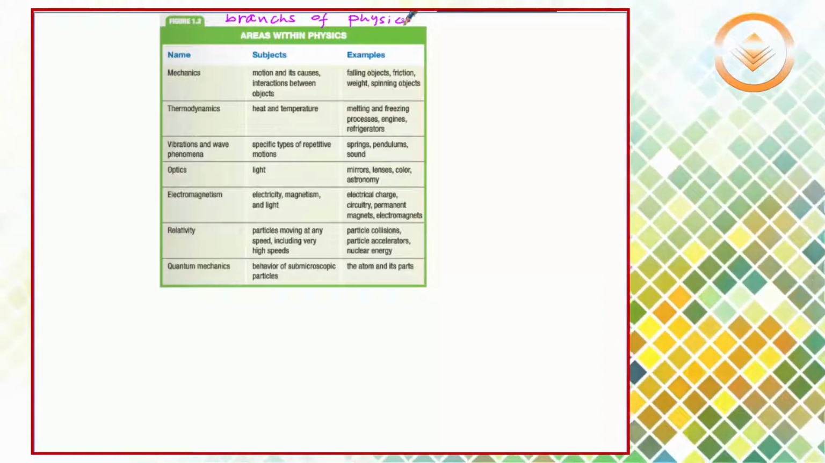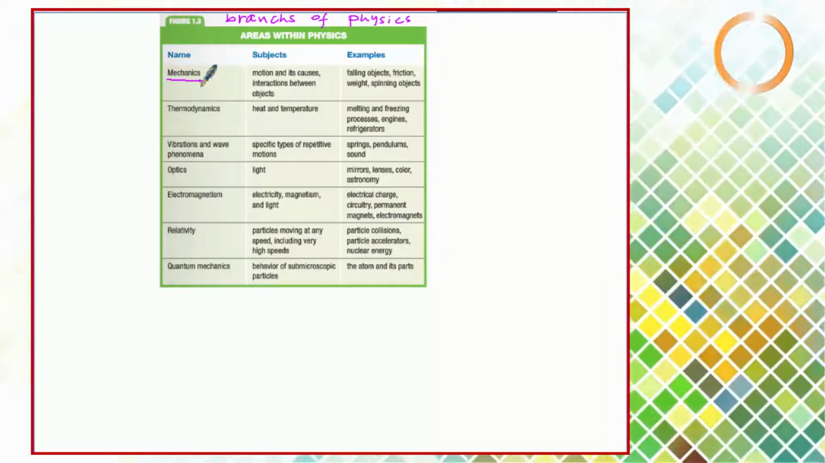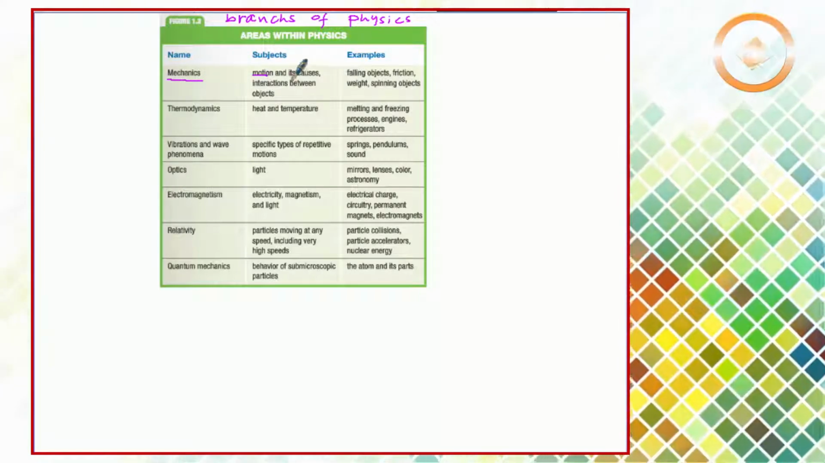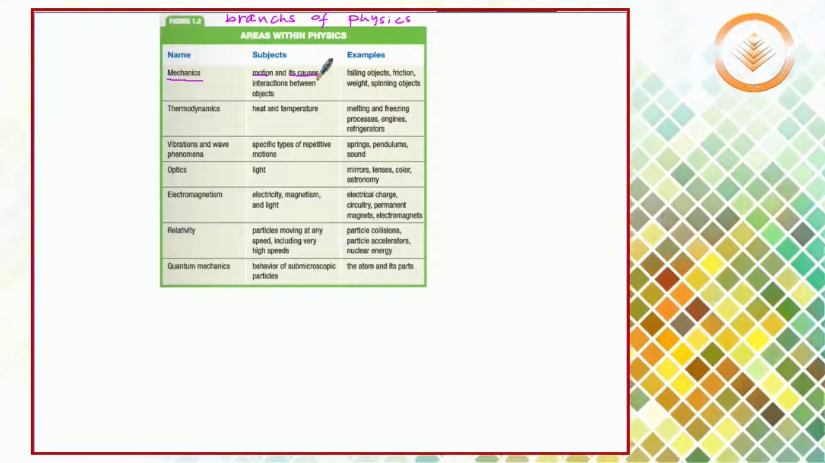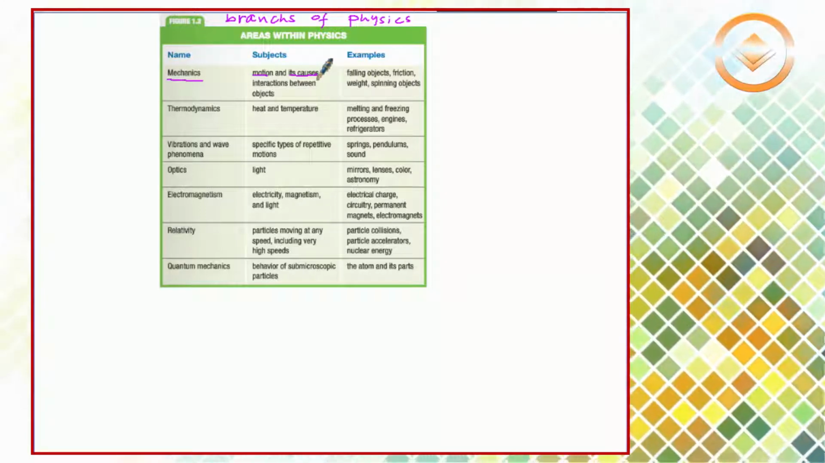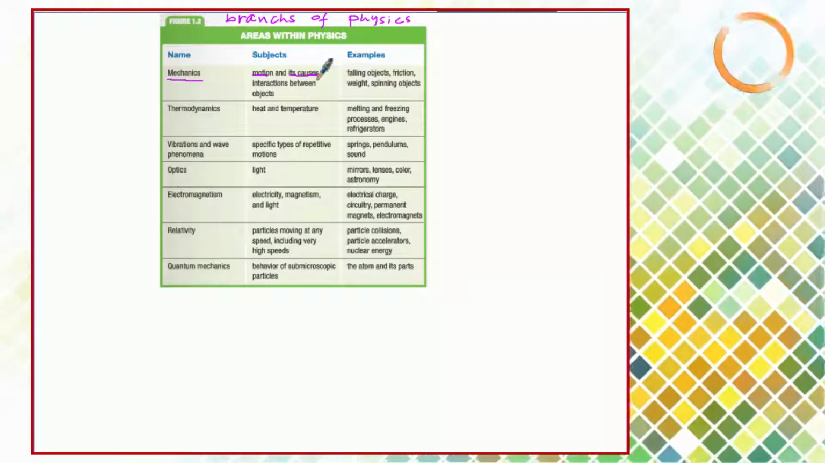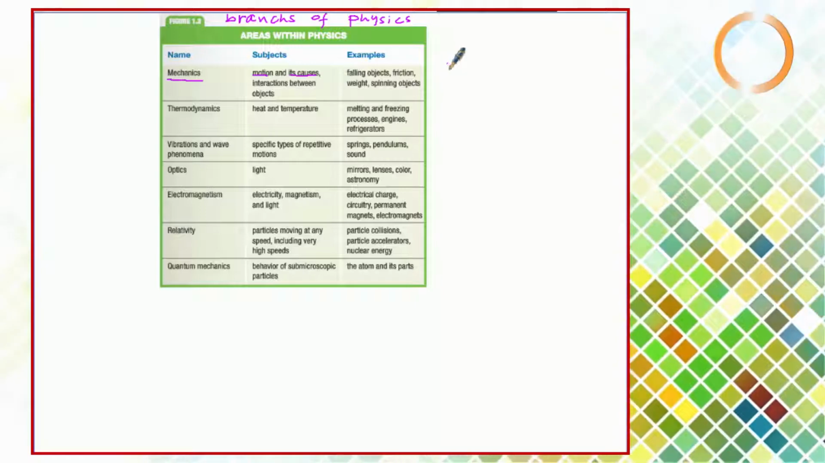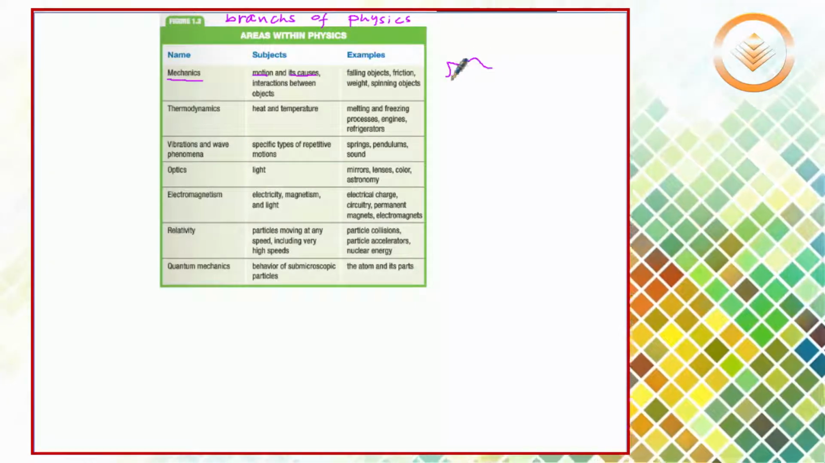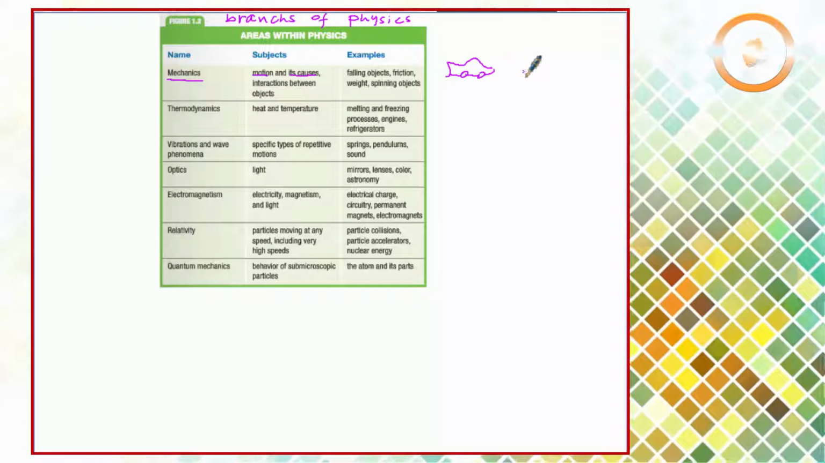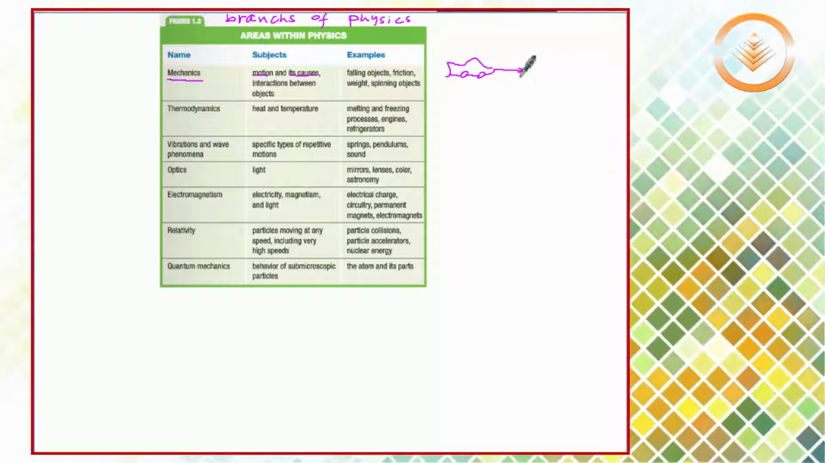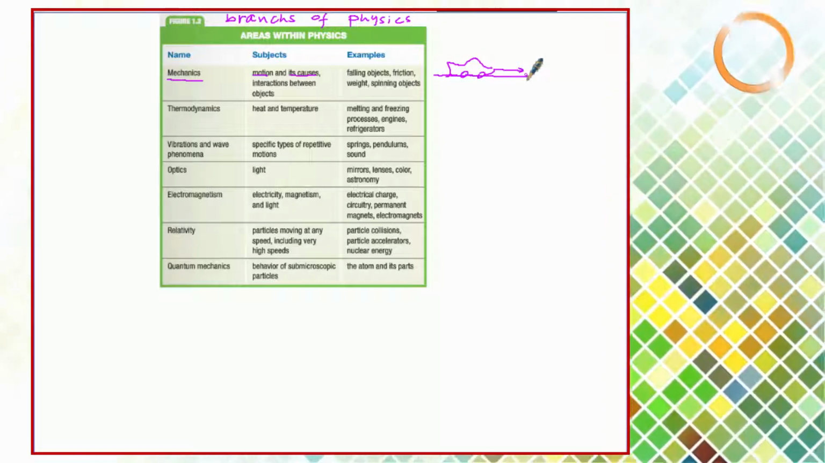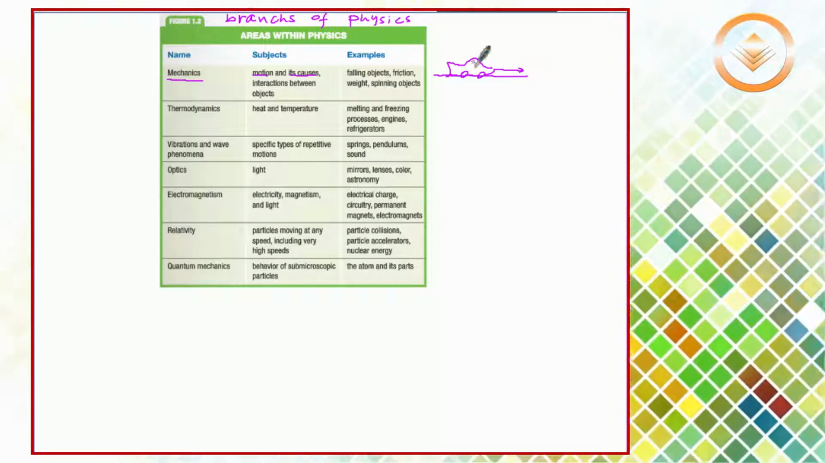As I told you before, mechanics is a branch of physics which studies about motion and its cause. What are the factors that produce motion? What are the things behind the production of motion? Or the interaction between objects. For example, take a car. If you say that this car is moving, what is the force, the cause that makes the car move forward? Or what are the forces interacting between the car and the surface?